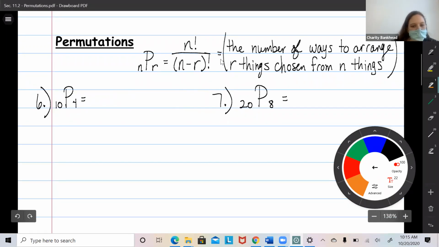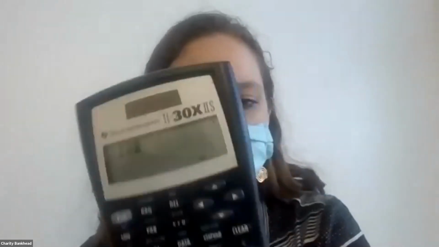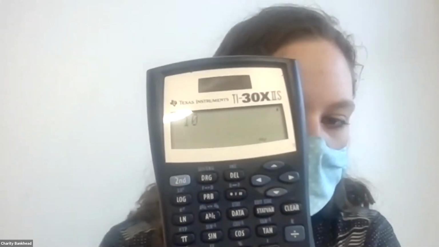So they have the formula on here, but you probably noticed on your calculator, there is a function right next to the factorial button that says nPr. So we can just use that. If we want to do 10P4, in the calculator, we're going to start by typing in 10. Then you're going to press the PRB button again, right there.